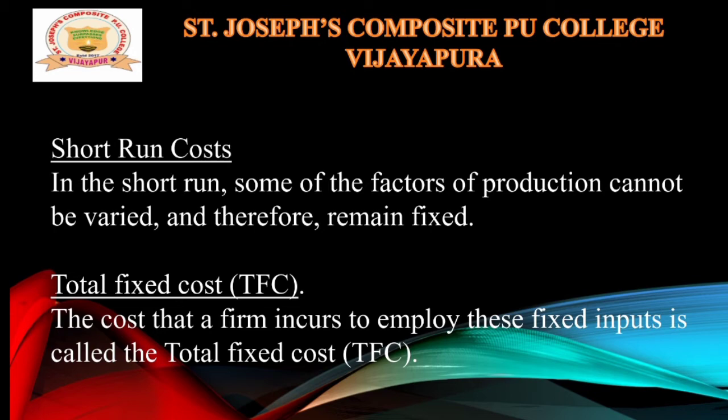Then let's see a few examples regarding the total fixed cost. Examples are rent of factory, insurance premium, standard depreciation of plant and machinery, and salaries of permanent employees. So these are all examples of fixed cost. Take for example salaries of permanent employees. Their salary is fixed, that is a cost incurred by the firm. Or rent of the factory, that is also fixed, right? So this is for the total fixed cost.